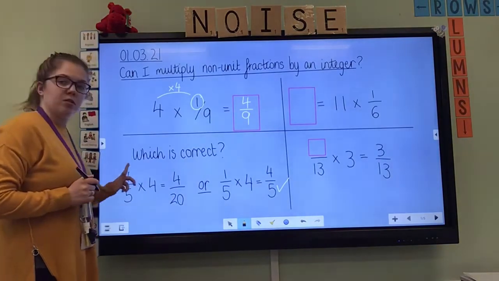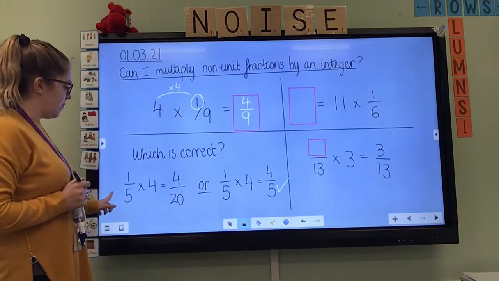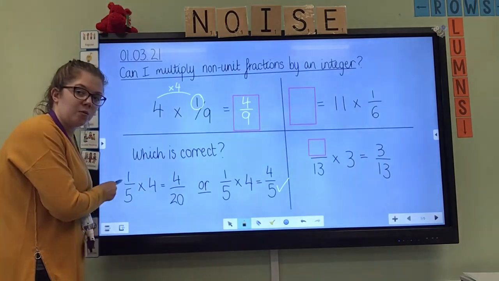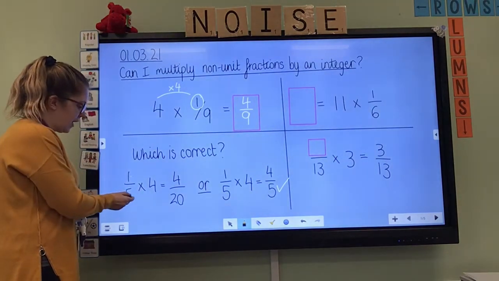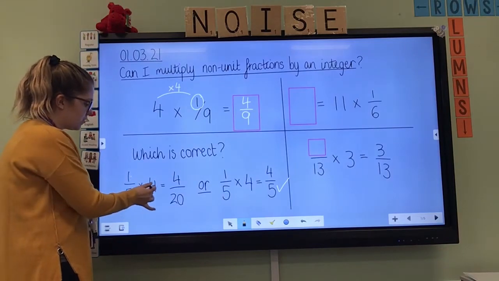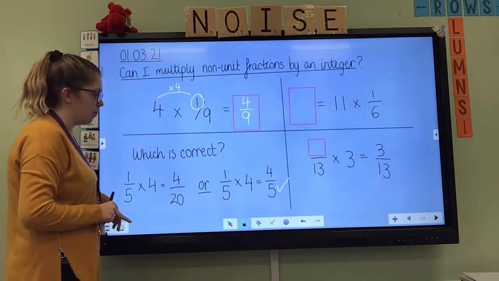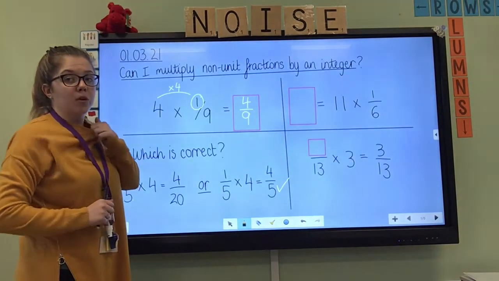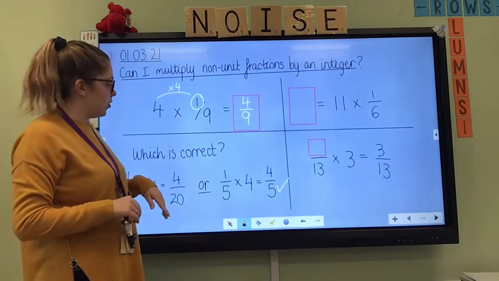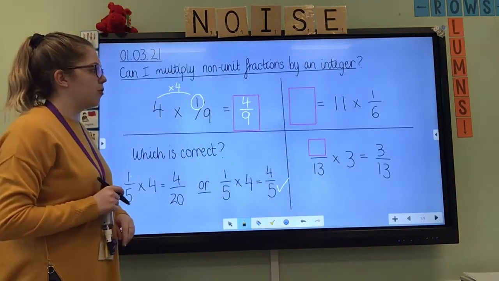A bit of a bonus question for you. What have they done here? Could you explain what they've done here? And you should be able to see that actually they've multiplied the numerator and the denominator of our fraction, because 1 times 4 is 4 and 5 times 4 is 20. So they got a little bit confused and thought you had to multiply both numbers, when we know that you don't, because you're adding the same fraction, the same share. It's just lots of it, more than one lot of it. Okay, so 1/5 times 4 is indeed 4/5.